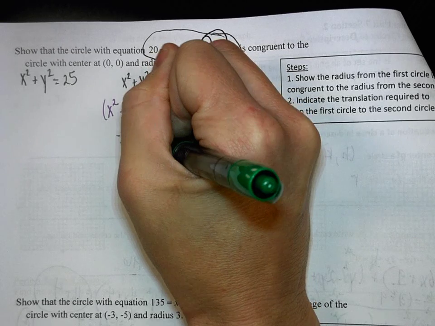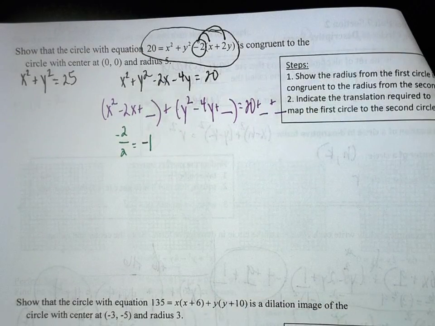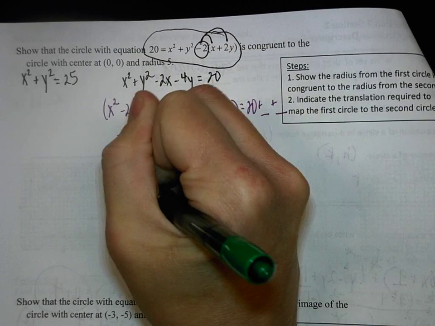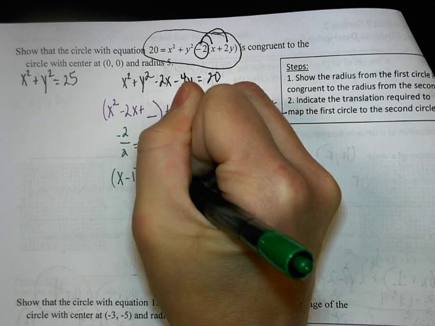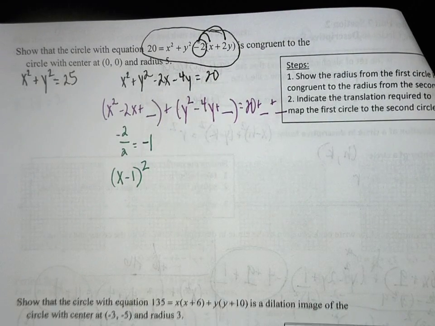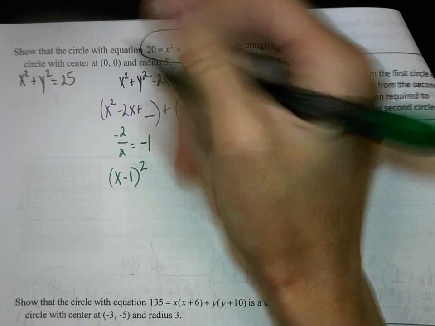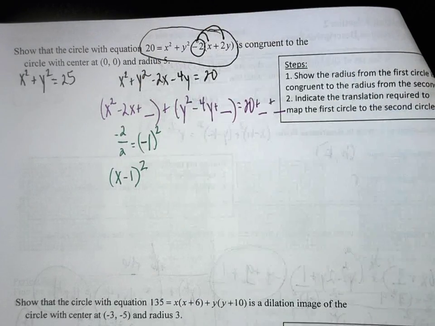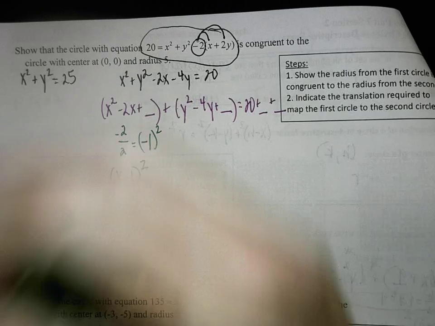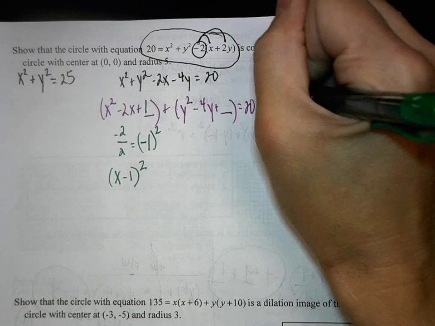Negative 1, so what's going to go in my parenthesis? x minus 1 squared. Because whatever that half number is, that's what goes in our parenthesis. Okay? And then we go back and we square this, and negative 1 squared makes positive 1. So positive 1 goes in each of the first blanks.